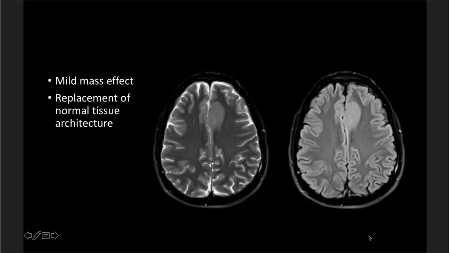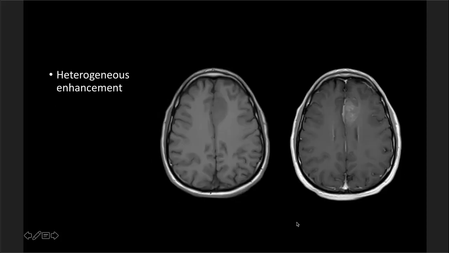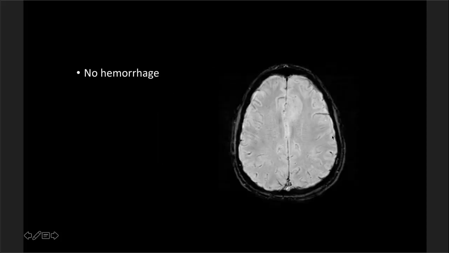Here we have pre and post contrast T1 weighted images, and on the post contrast image we can see that there's heterogeneous enhancement within the tumor. Here is the SWI image, and this tumor has no hemorrhage within it, so there's none of that dark signal that we saw with the other tumor.